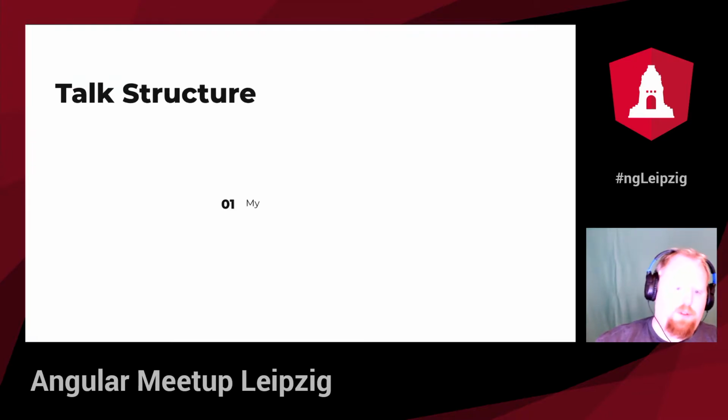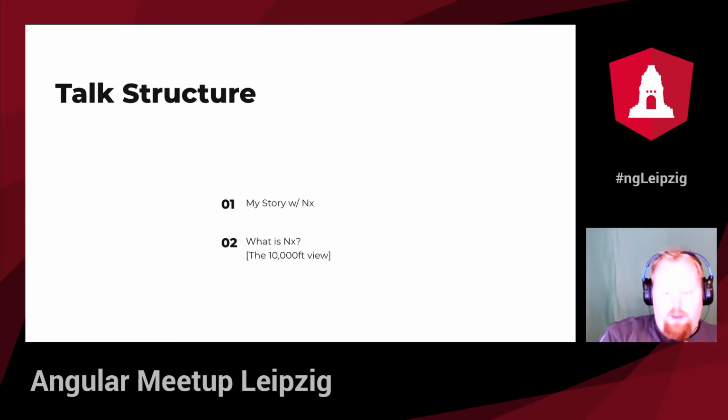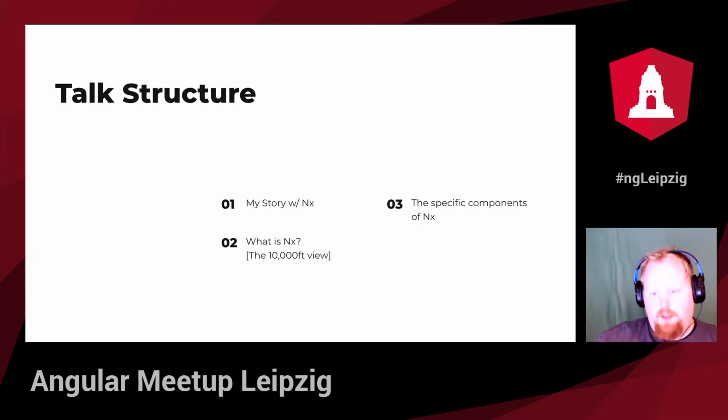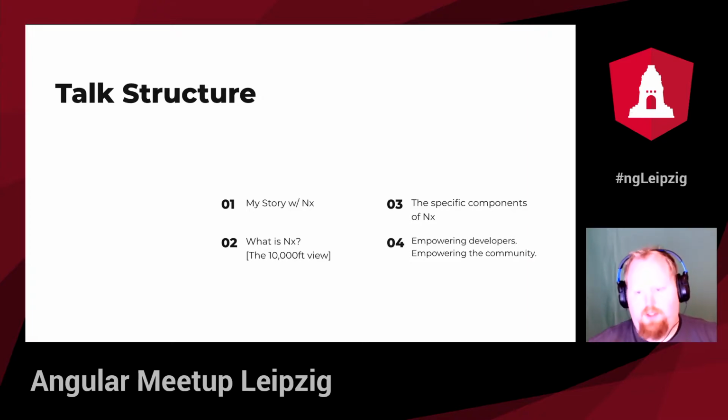So something about the talk structure. We'll start with my story with NX. And then we'll go into a section on what exactly is NX and just like a 10,000 foot view. And then we'll dive into some specific components and specific tools that NX enables for you and that you get with NX. And finally, we'll go into a section on empowering developers, empowering the community to be n times more efficient.